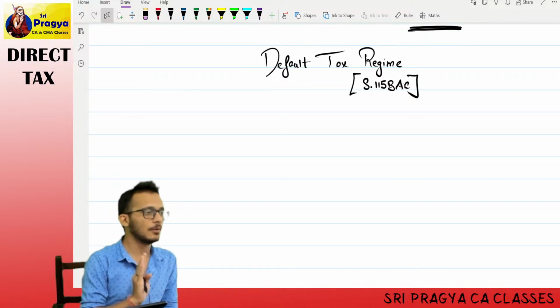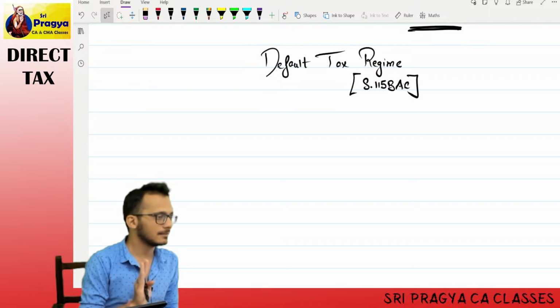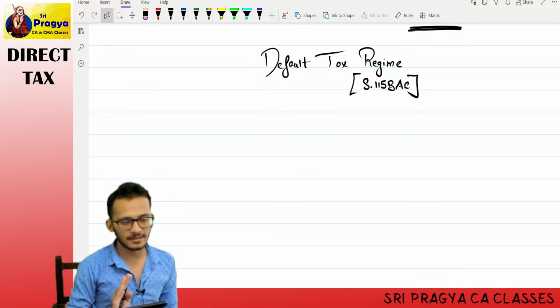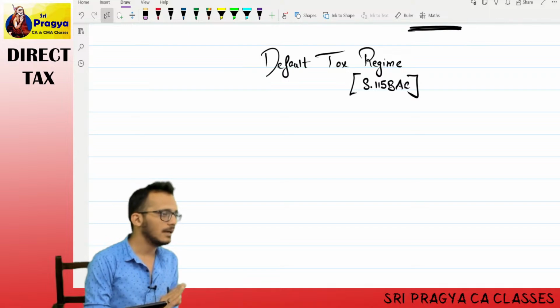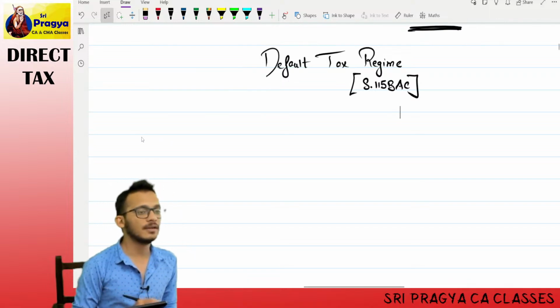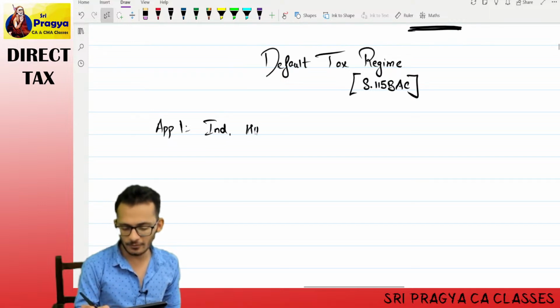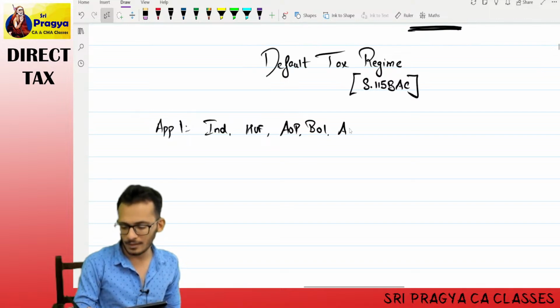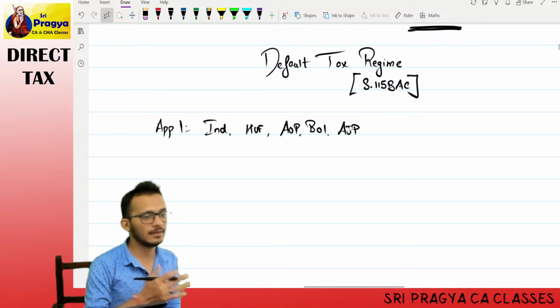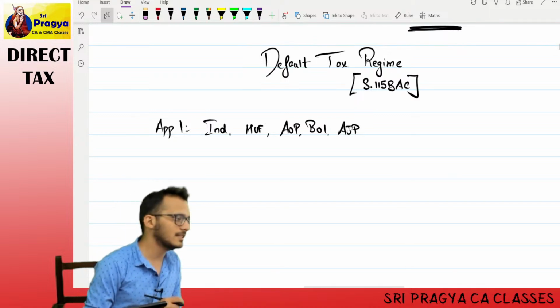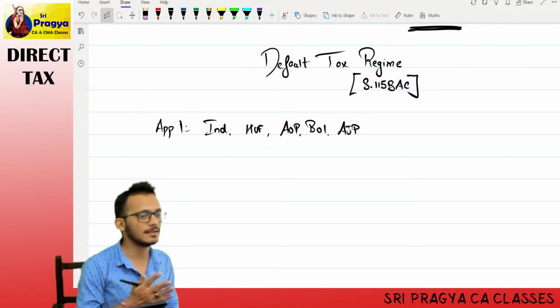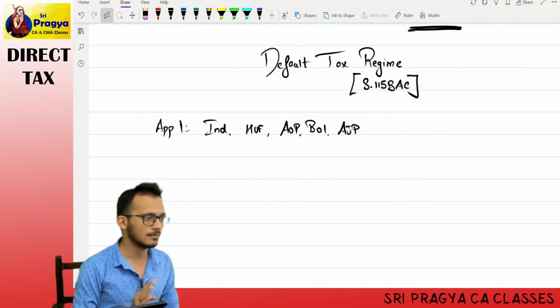At this point of time, what is more important? Tax rate. So let's discuss about the tax rate. The tax rate is like this. Income tax comes and says, if you are going for default tax regime, which is section 115 BAC, this is applicable on individual, HUF, AOP, BOI, AJP. Everyone. The thing about this regime is, this regime does not talk about resident, non-resident. It does not talk about 60, 80, that's all. It talks about only one.